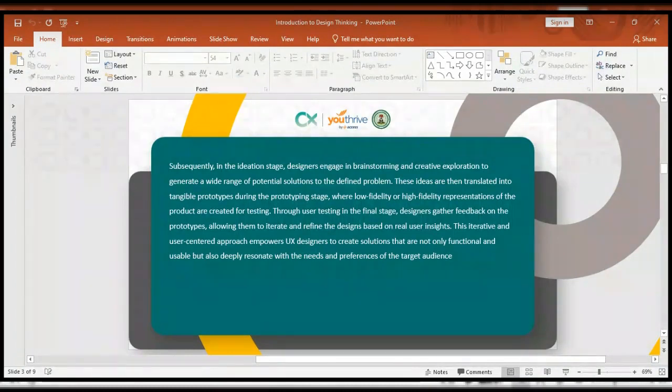Designers engage in brainstorming and a creativity explosion to gain a wide range of potential solutions to the defined problem. These ideas are then translated into prototypes during the prototype stage. When you've created your wireframes and your flow chart under the ideate stage, in the prototype stage you now change those wireframes into high fidelity and do the prototyping, which is the task I gave some of us, where you come up with these screens and make them a prototype.